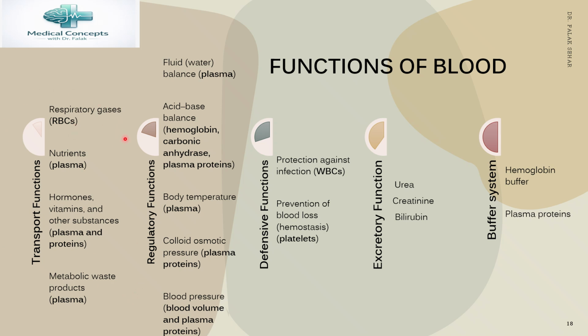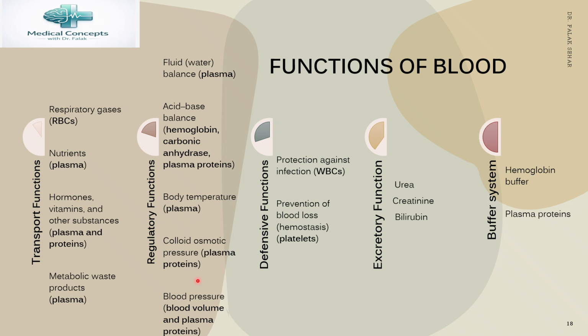For example, in the transport function, blood is responsible for the transportation of respiratory gases with the help of red blood cells, and the gases could be any gas like carbon dioxide, oxygen, etc. Blood is responsible for the transportation of nutrients through plasma. Hormones, vitamins and other substances are also transported in the blood with the help of plasma and other plasma proteins. Metabolic waste products are also carried by the blood.